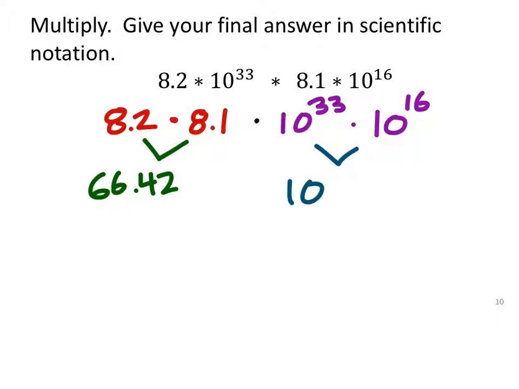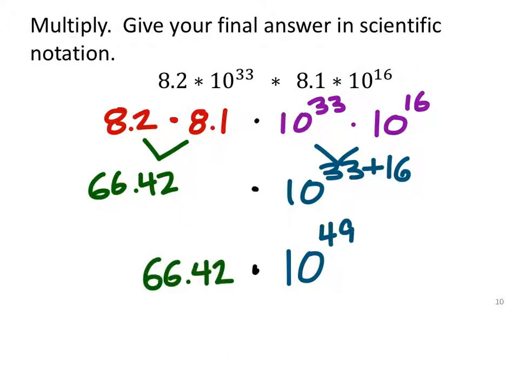Since I'm multiplying the bases, which are the same, I can take the exponents and add those together, which ends up being 10 to the power of, looks like 49 right there. So right now I have 66.42 times 10 to the power of 49. However, 66.42 is not in formal scientific notation, because the decimal needs to be to the right of the 6 farthest to the left.